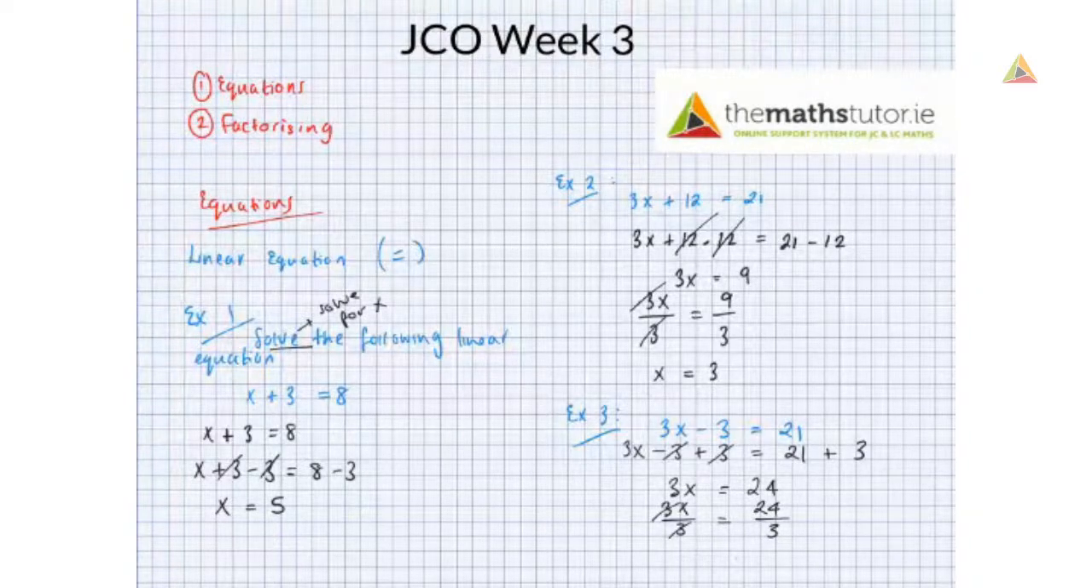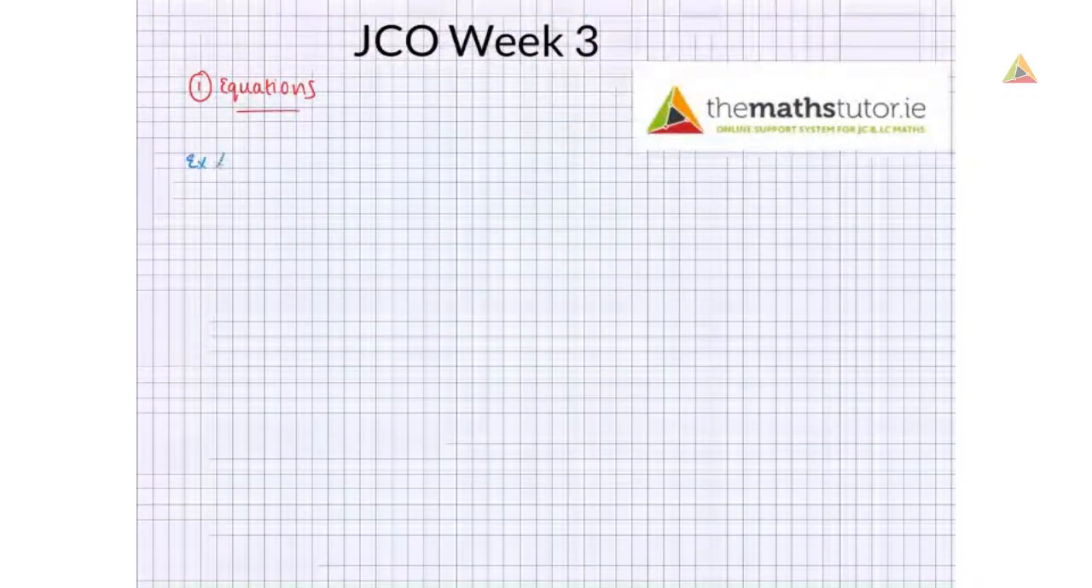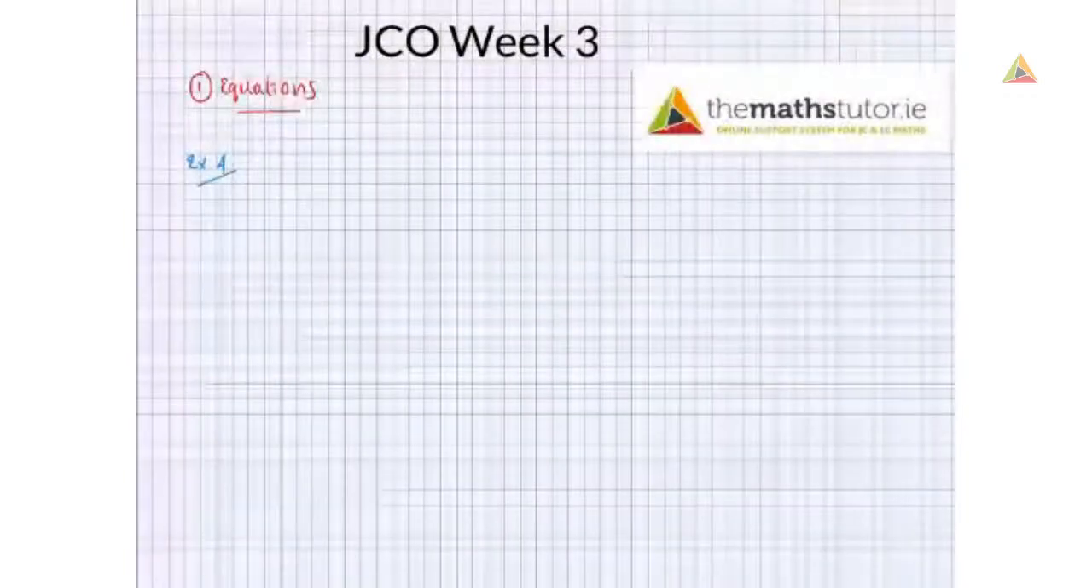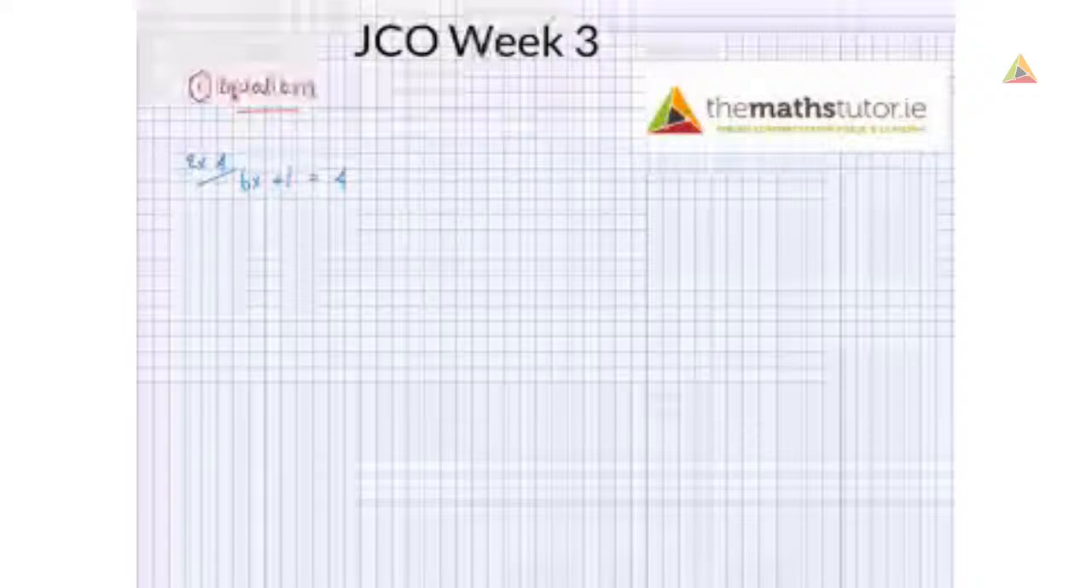3x over 3 is cancel. It's going to be x is equal to 24 divided by 3, which is 8. So we're going to give another couple of examples now. So example 4. So it's going to be 6x plus 1 is equal to 4x plus 7.